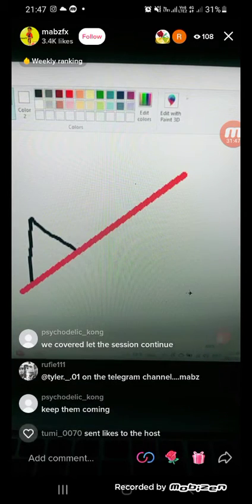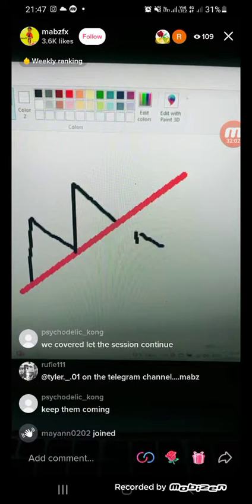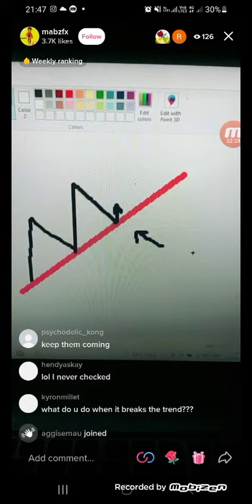You buy and sell, but now if the market rejects this and goes up, that's a buy scenario.